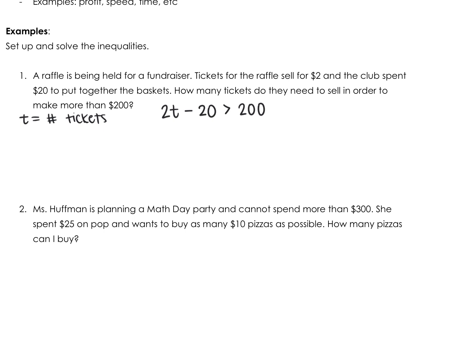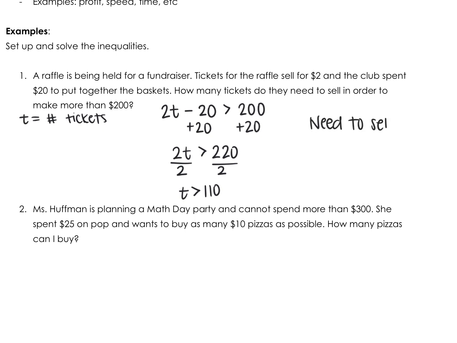So now I just solve for T. So we're going to add 20 to both sides. So we'll have 2T is greater than 220, divide by 2, and we get that T has to be greater than 110. So they need to sell more than 110 tickets.